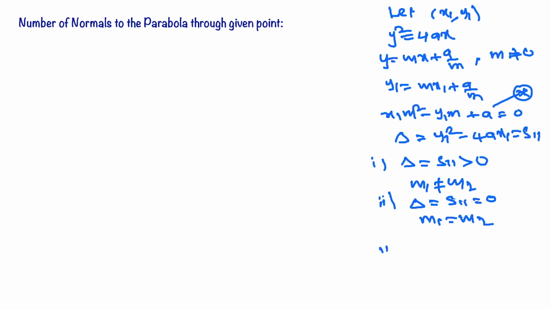Okay. Next, case 3. If the point (x1, y1) is interior to the parabola, in that case, the discriminant, S11, will be negative. So here, no real roots for m. So in this case, we have no tangents through the given point (x1, y1). Okay, fine. Now let us try to answer the number of normals that can be drawn to the parabola through a given point.